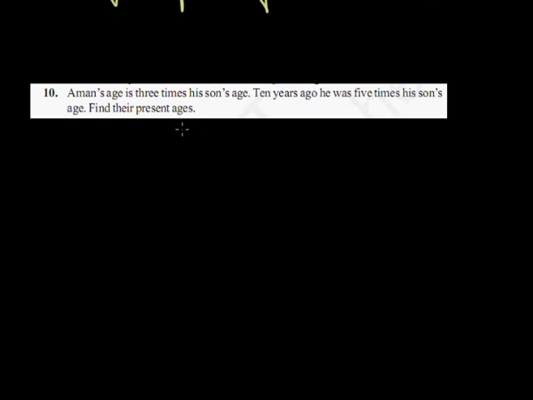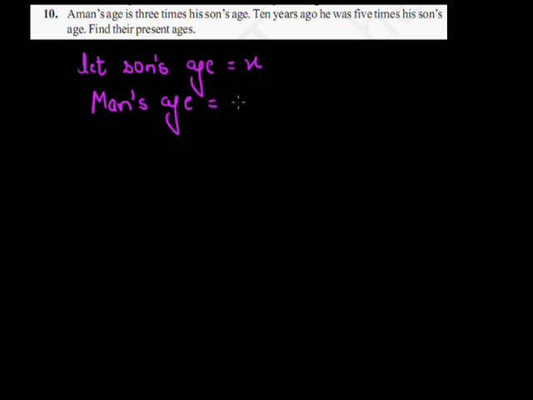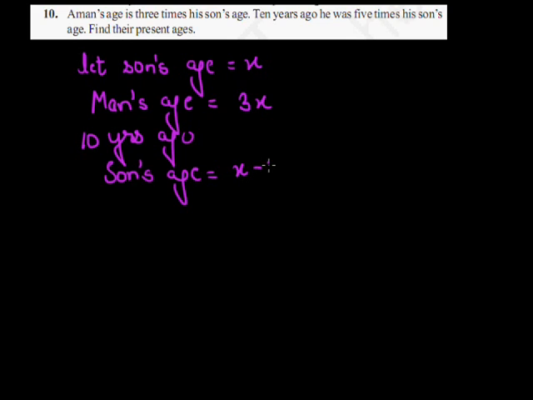Okay, the next question, 10th question. Aman's age is 3 times his son's age. So let us assume that son's age is equal to x. Now if son's age is x, then Aman's age will be equal to 3 times the son's age, that is 3x. Now 10 years ago, son's age will be equal to x minus 10 and Aman's age will be equal to 3x minus 10.